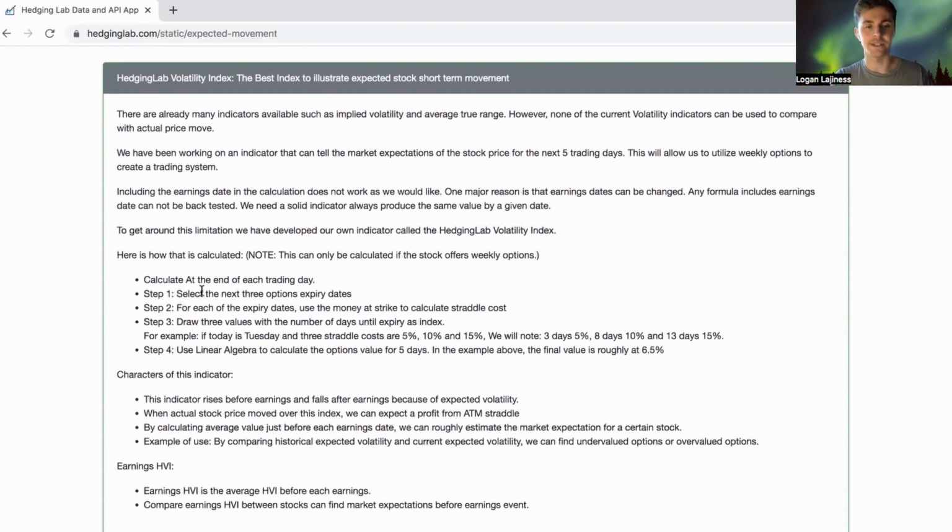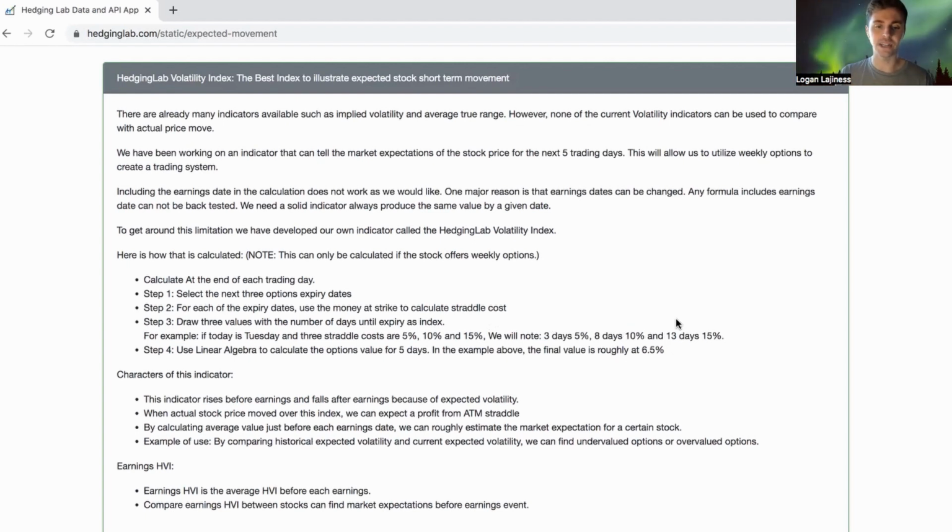Here's how that's calculated. Calculate at the end of each trading day. Step 1, select the next 3 option expiry dates. Step 2, for each of the expiration dates, use the at-the-money strike to calculate the straddle cost. Step 3, draw 3 values with the number of days until expiry as the index. For example, if today is Tuesday and the 3 straddle costs are 5%, 10%, 15%, we will note 3 days 5%, 8 days 10%, 13 days 15%.